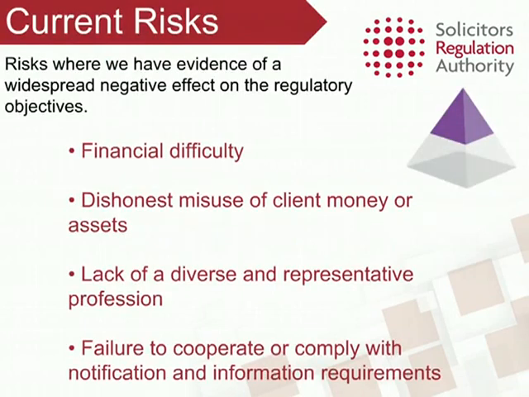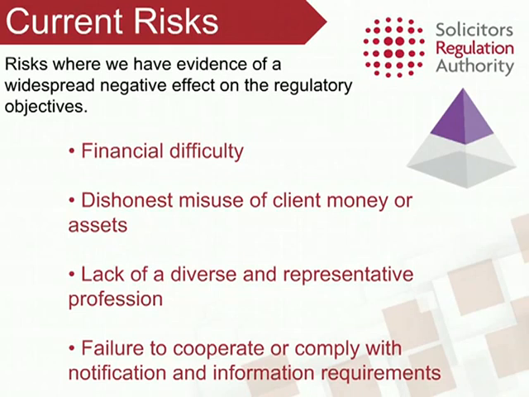So I'm first going to talk you through what we're calling our current risks. These are the risks where we have evidence of a widespread negative effect on the regulatory objectives. There probably aren't any surprises here for the majority of you listening. The Outlook should provide you with more detail as to why the SRA is focusing on these areas, in particular the evidence of detriment to the regulatory objectives, including the public interest. The first current risk that we've got is financial difficulty.